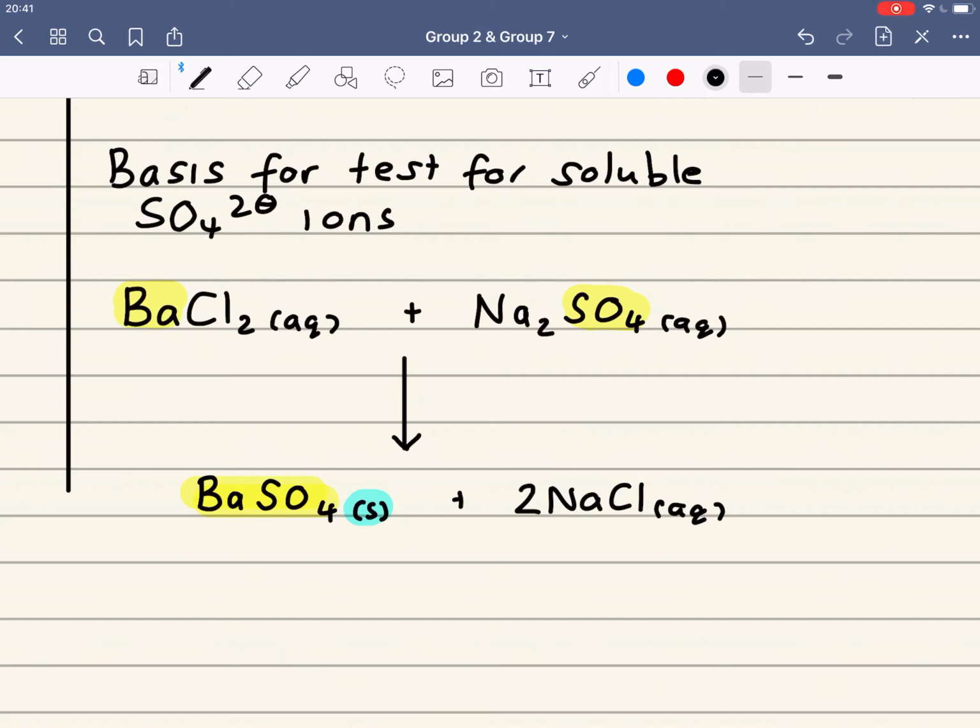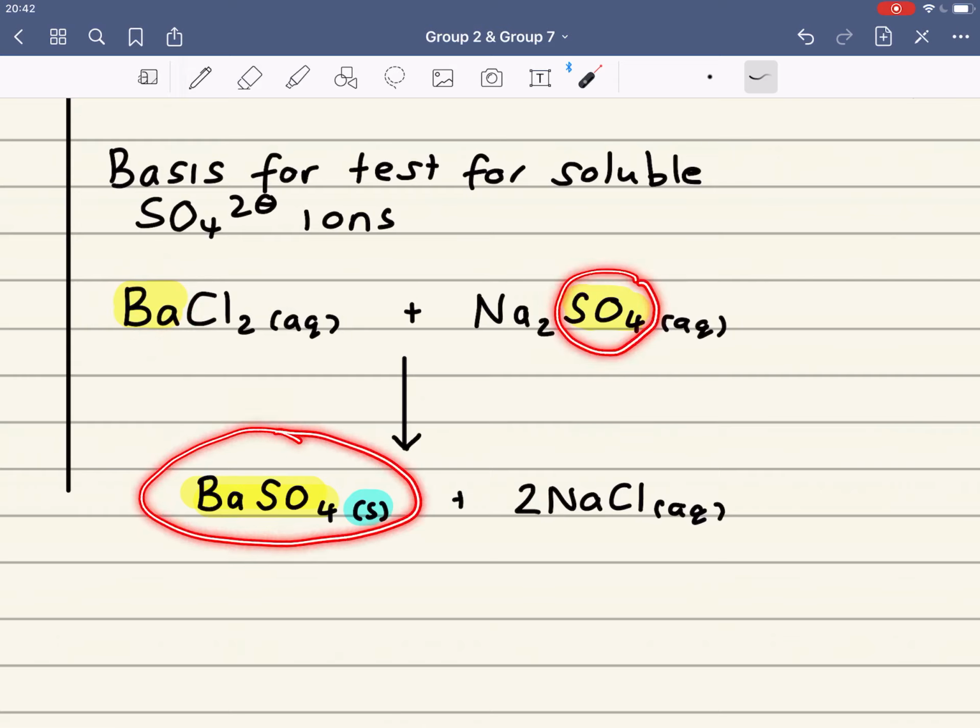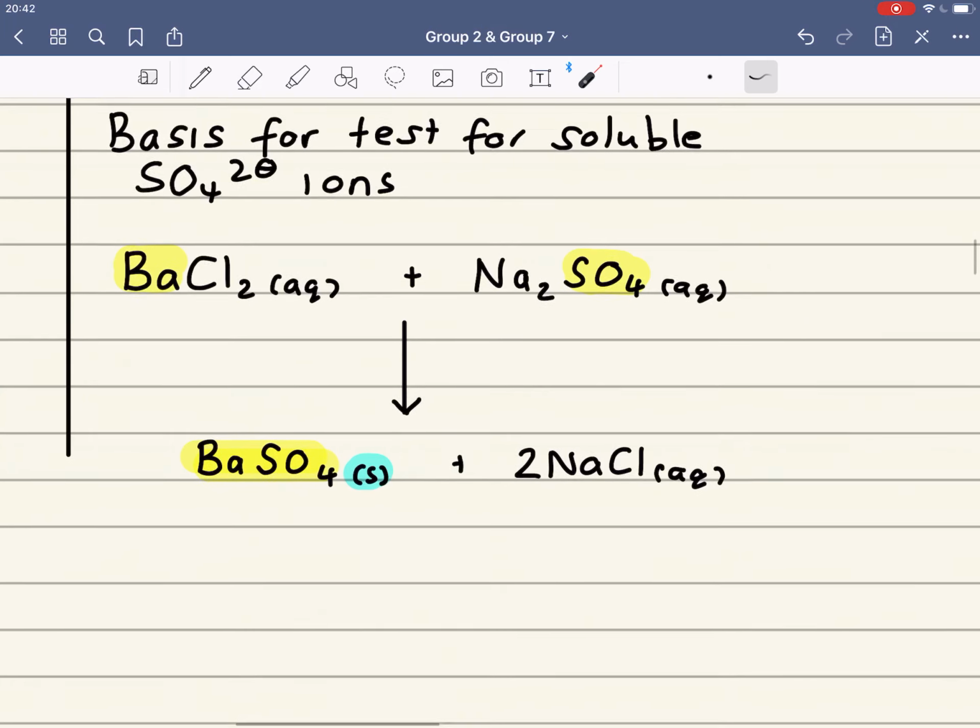So again, this gives us the basis of the test for soluble sulfate ions. We've got my soluble sulfate, and my test reagent is any soluble barium compound. And because when the barium meets the sulfate, we get a solid barium sulfate, a white precipitate is observed.